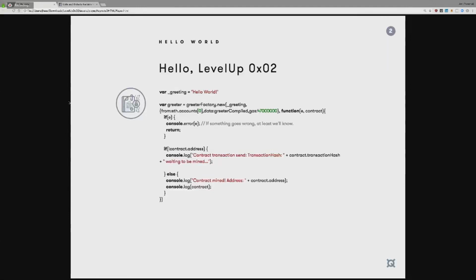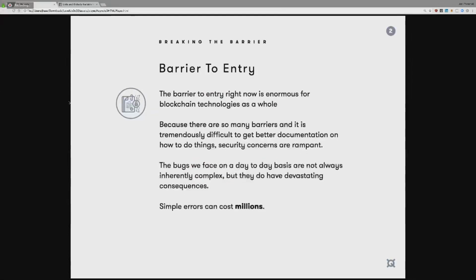And I want to encourage that, because when we're looking at the next step I'm going to mention, you're going to see how individual bug bounty hunters who aren't familiar with the nuances of Solidity, aren't familiar with the nuances of Ethereum, can really make a huge difference. So as I've talked about, the barrier to entry right now is very big. There are so many barriers. It's tremendously difficult to get documentation on how to do things. Security concerns are rampant because, frankly speaking, there's no real good resource for these.